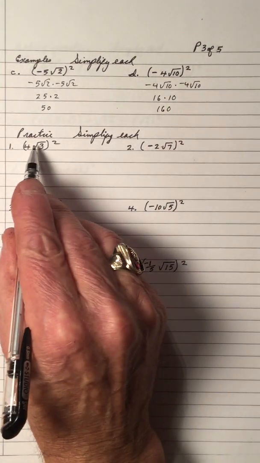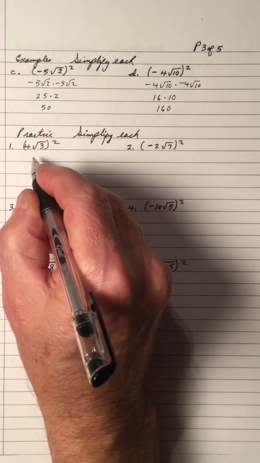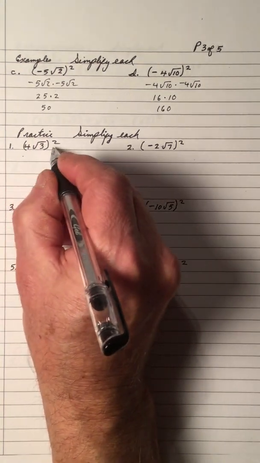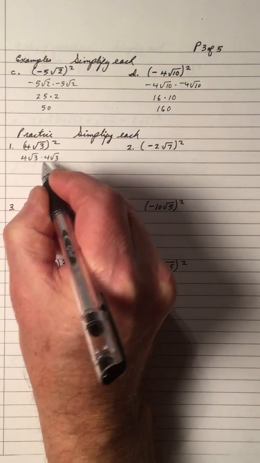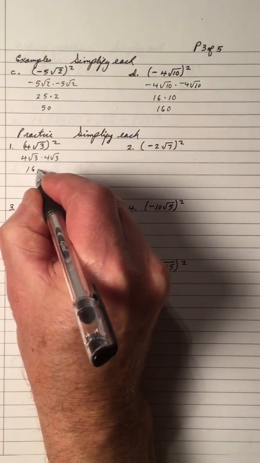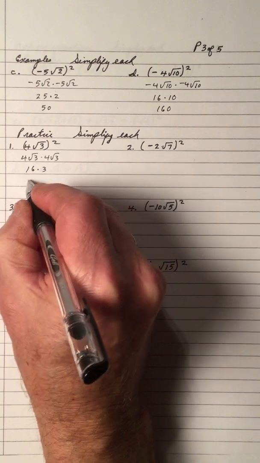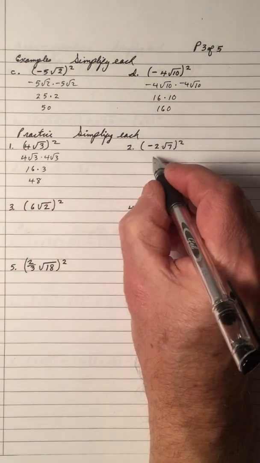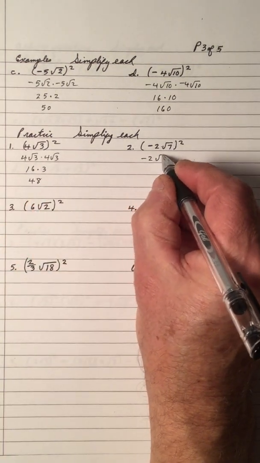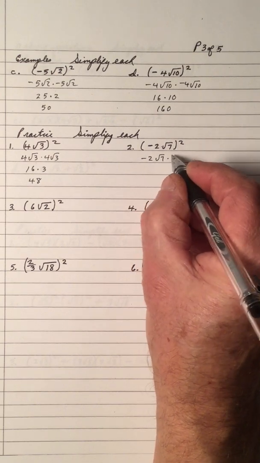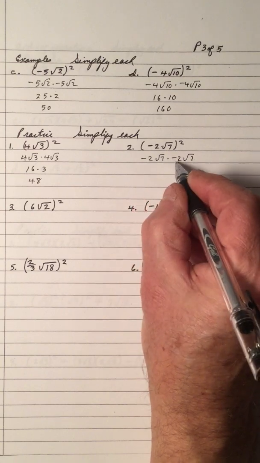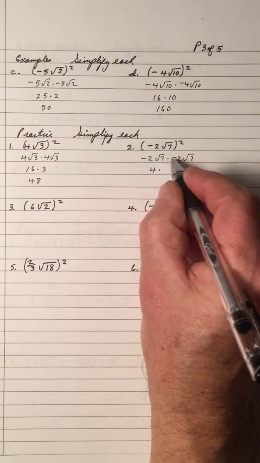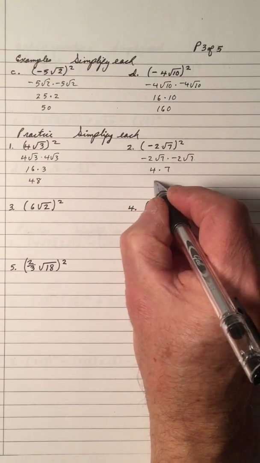And practice means pause the video, work out the answers, and press play and come back. And 4 root 3 squared is 4 root 3 times 4 root 3. 4 times 4 is 16. Root 3 times root 3 is 3, gives you 48. And a negative 2 root 7 squared is negative 2 root 7 times a negative 2 root 7. And negative 2 times negative 2 is 4. Root 7 times root 7 is 7. 4 sevens is 28.